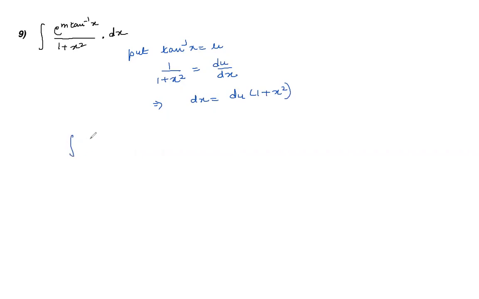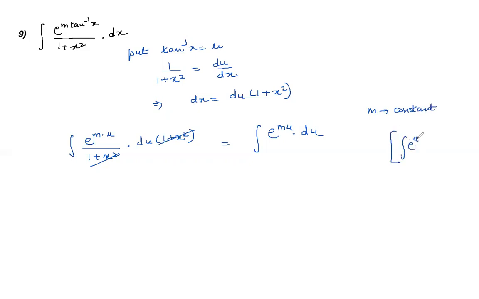Now I'll substitute back the values. So it would be integration of e raised to power m into tan inverse x, I'll put it as u, and 1 plus x square I'll keep as it is. Dx I can put as du into 1 plus x square. So both the quantities will get eliminated. So finally I'm left with integration of e raised to power mu into du. One thing to note here is m is a constant quantity, and we know the integration of e raised to power ax is equal to 1 upon a into e raised to power ax plus c.